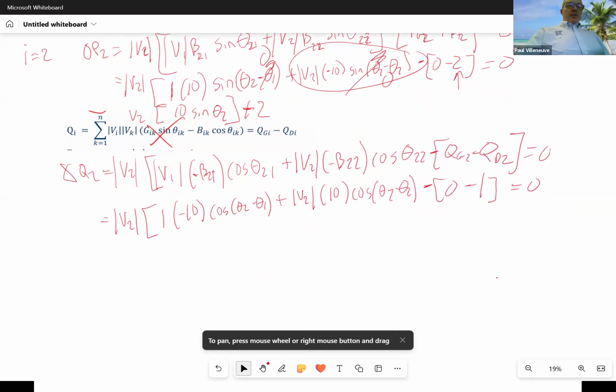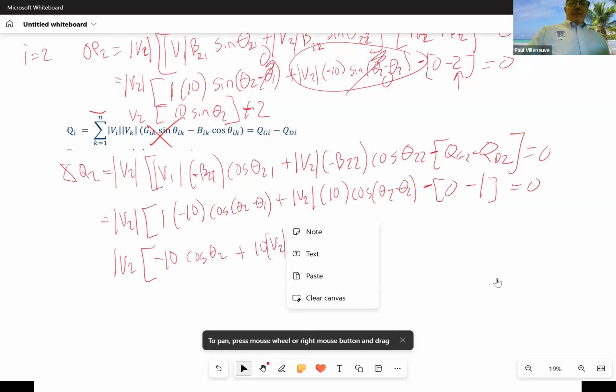Let's do this one. Magnitude of V2, 1 times negative 10 is negative 10. And that just becomes the cosine of theta 2, right? Because theta 1 is equal to 0. So that doesn't subtract. What about over here? What's the cosine of theta 2 minus theta 2 equal to? Oh, it's just 1, right? So that one doesn't go away. It just becomes V2. And that is our second power balance equation.